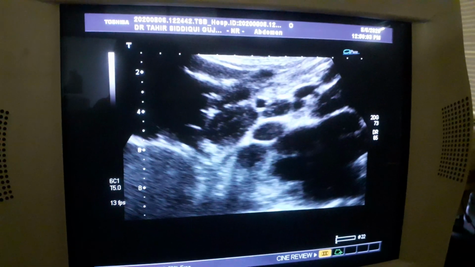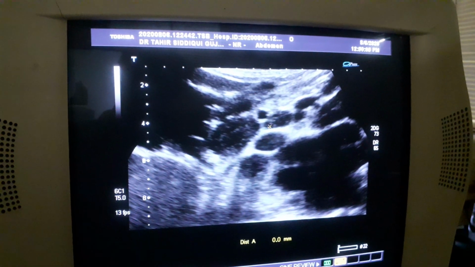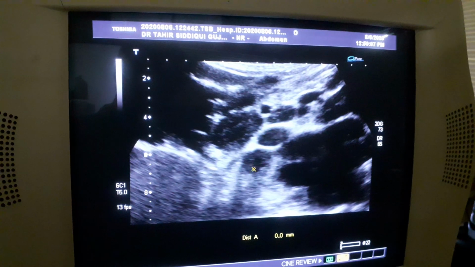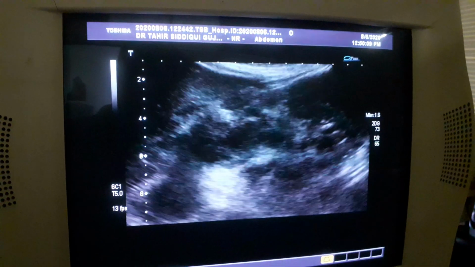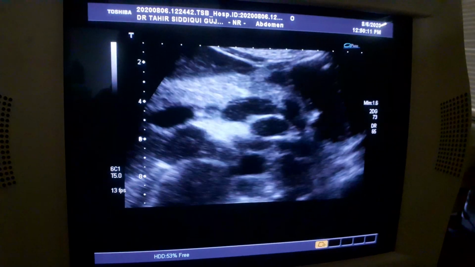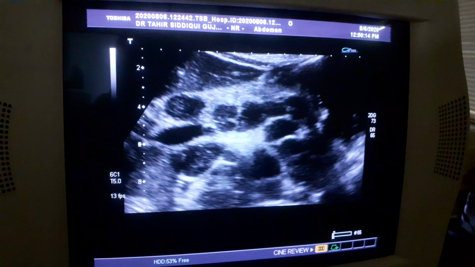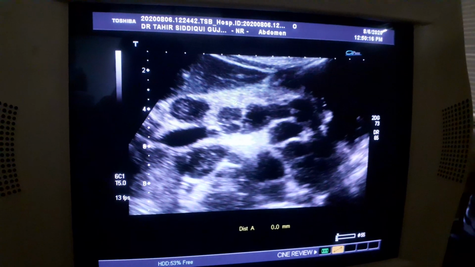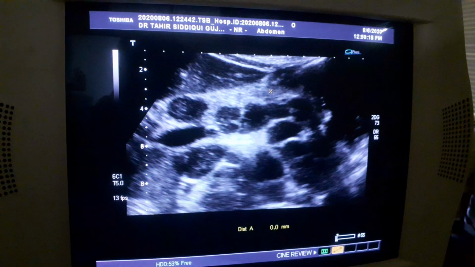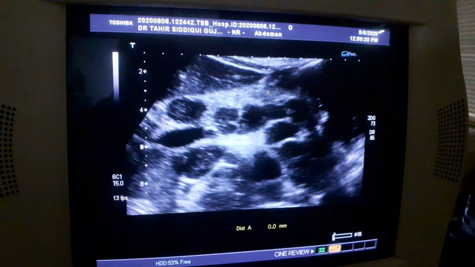You see, these are the lymph nodes. This is the lymph node. This is 1, 2, 3. Not only in this region, parapancreatic region. This is the tissue of the pancreas. This is in transverse section in the epigastric region.